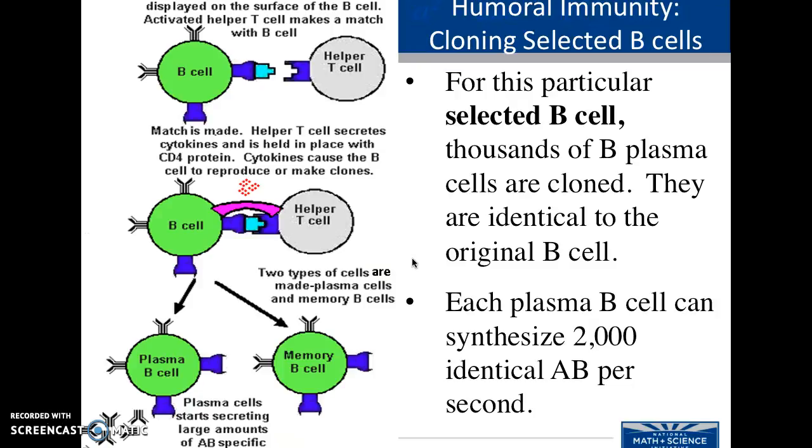So, for example, for this selected B cell, thousands of B plasma cells are cloned. They're identical to the B cell. They're just called B plasma cells as opposed to B cells in general. The plasma B cell can synthesize over 2,000 identical antibodies per second, which are the things that are going to attach to the antigen and help kill it.